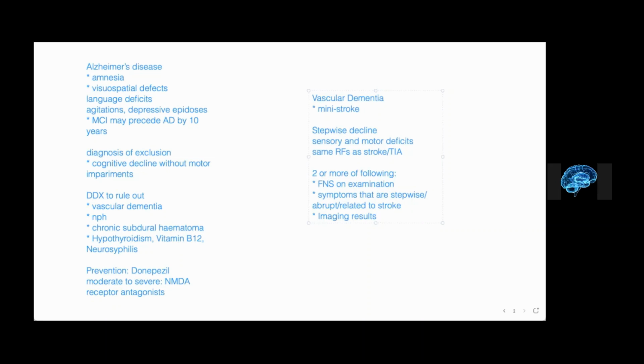However, this particular imaging is not indicated unless another etiology is to be suspected. Okay, so if a patient shows you abrupt changes in symptoms over time rather than a steady decline, you can think about vascular dementia as opposed to your more progressive dementias such as Alzheimer's disease.